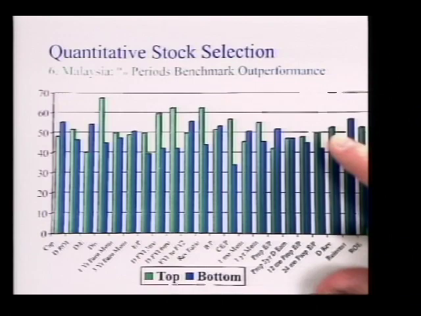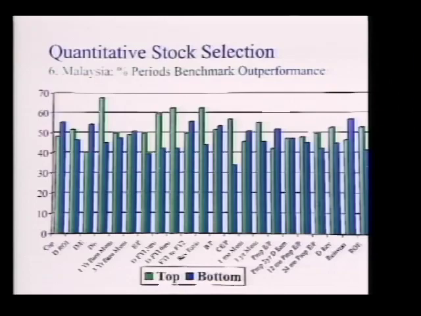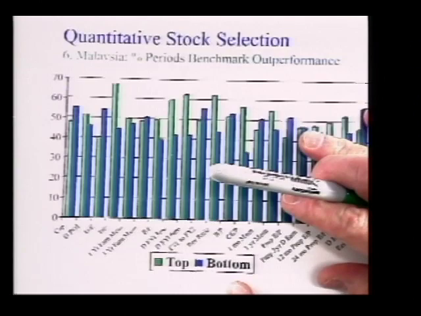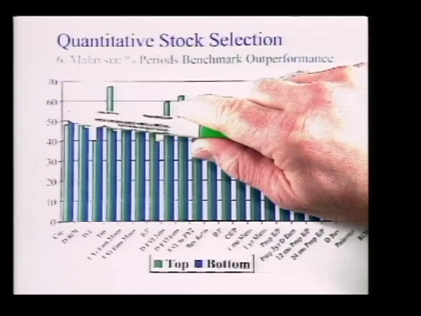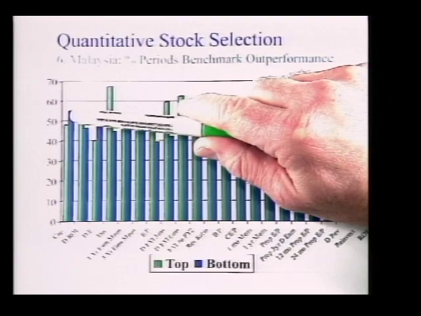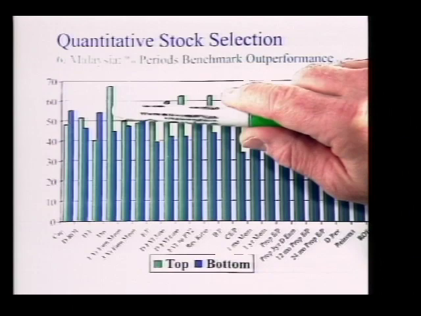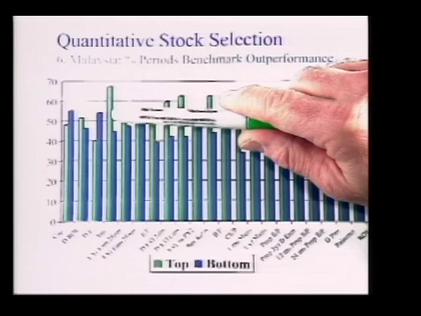Okay, this is the performance of all of the different factors put together. And it's going to be hard to see, because I've got a point here. Capitalization is on the left. What we're looking for: the green is the top portfolio, the blue is the bottom portfolio. And notice that dividend yield is right here. That's the one we looked at, and it's got a huge spread between the top and the bottom.